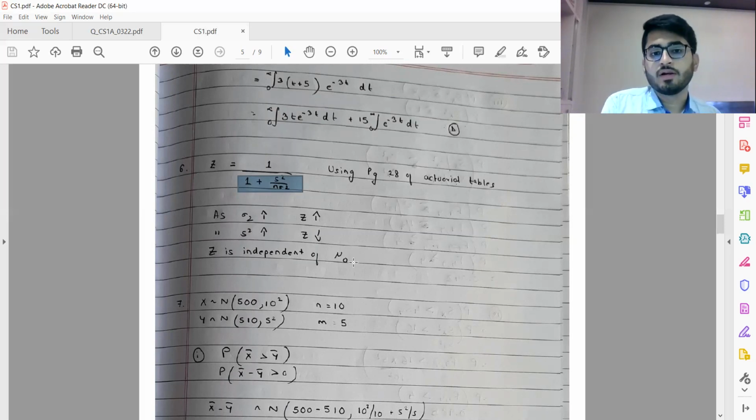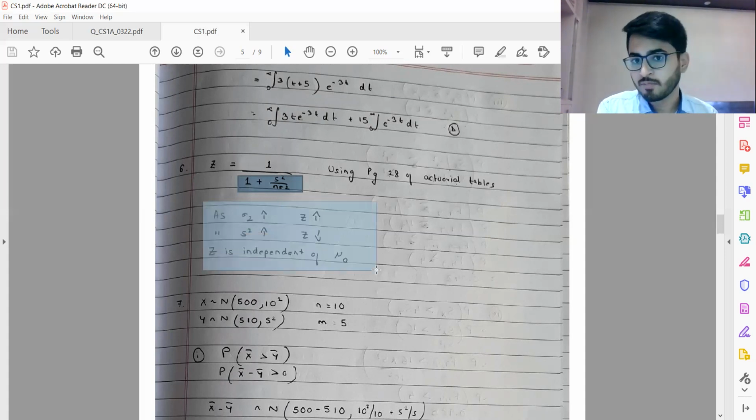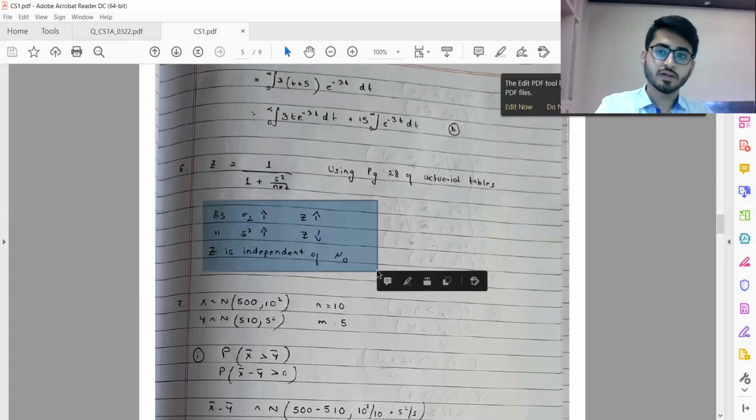And Z is independent of mu naught. As we see, there is no mu naught term in Z itself. So remember that I have written it in a very concise way. This will not fetch 5 marks. You need to give the explanation in words as well, as to why we also expect that. Mathematically, we are clearly seeing this, but logically also it's better if you could explain why this happens.